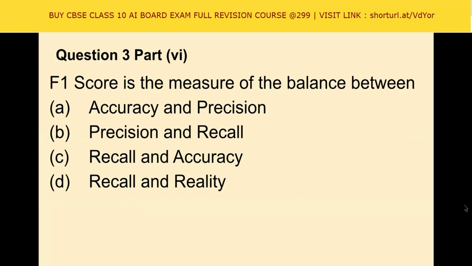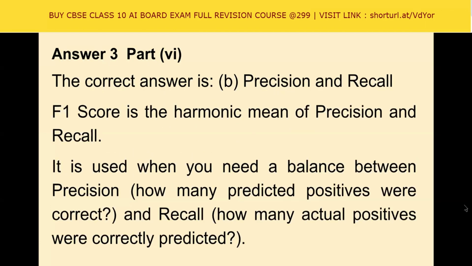Now, what is F1 score? F1 score is the balance, we call it the harmonic mean, between precision and recall, right? So option B is the answer here. So harmonic mean is there. Precision basically tells how many predicted positives were correct, like out of all the positives, how many were correct. And recall basically tells how many actual positives were correctly predicted, right? So here we need to know how many actual positives were correctly predicted.